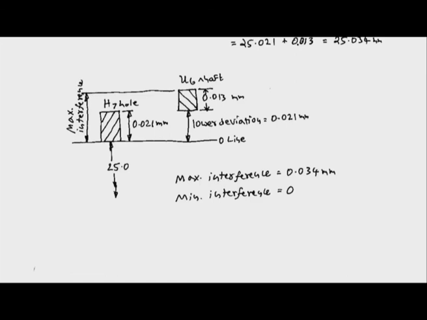So we have covered all the types of fits like clearance fit, transition fit, and interference fit. In this lecture we discussed the positional tolerances and their effect on the pattern of holes etc., and then we also saw some numerical problems to understand different kinds of fits in a better way. Thank you.